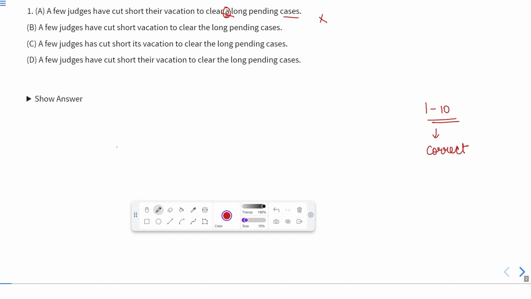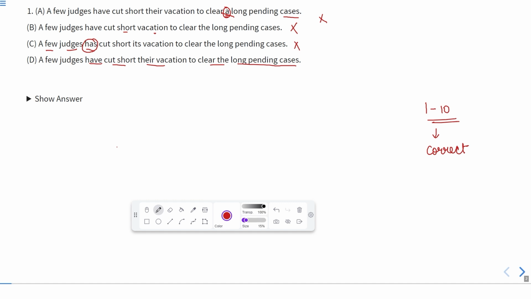Now let us look at sentence B. A few judges have cut short vacation to clear the long pending cases. They have not cut short vacation, they have cut short their vacation. So again this sentence is incorrect. In sentence C, a few judges has. Judges are plural, so we cannot write has here, because with a plural noun we need a plural verb. Therefore this sentence is also incorrect.